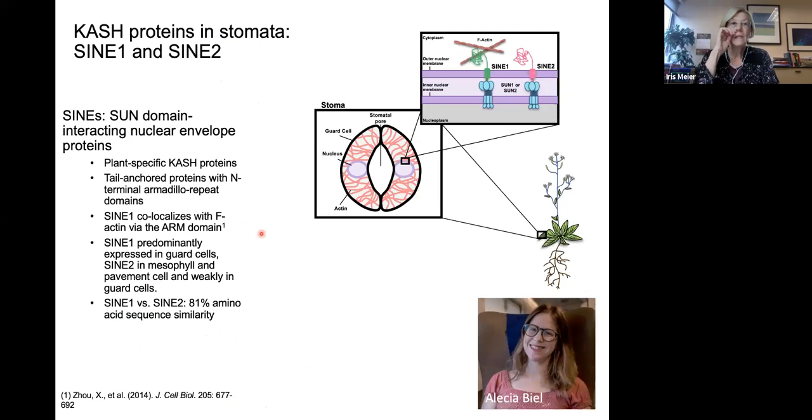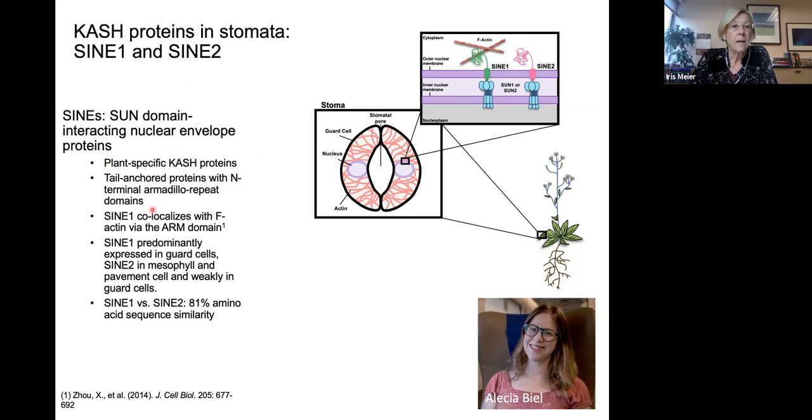All right, with this, I would like to switch to the stomata part of the story. And here we're switching also to different KASH proteins now. We're going to talk about SINE1 and SINE2. So what do we know about these? By the way, we call these SUN domain interacting nuclear envelope proteins. So just like WIP, they are plant-specific KASH proteins. They're both tail-anchored. These don't have a coiled-coil domain. They have N-terminal armadillo repeat-like domains.